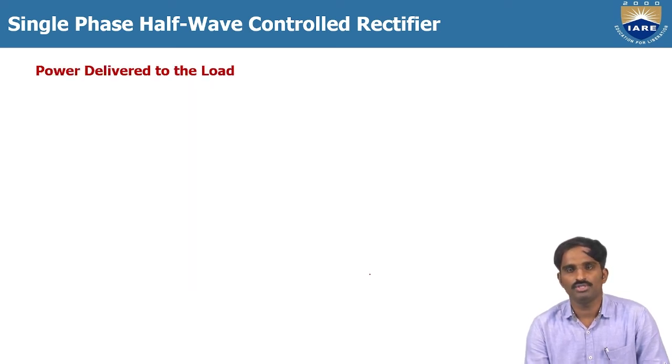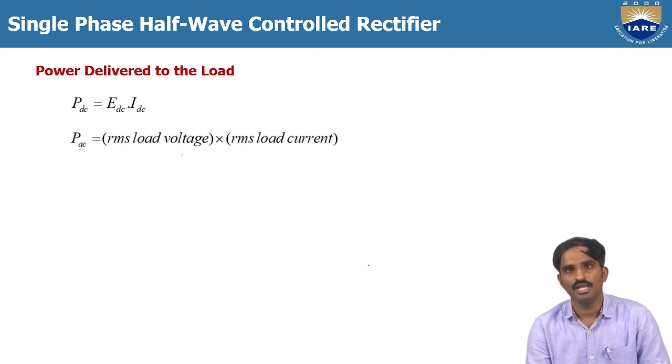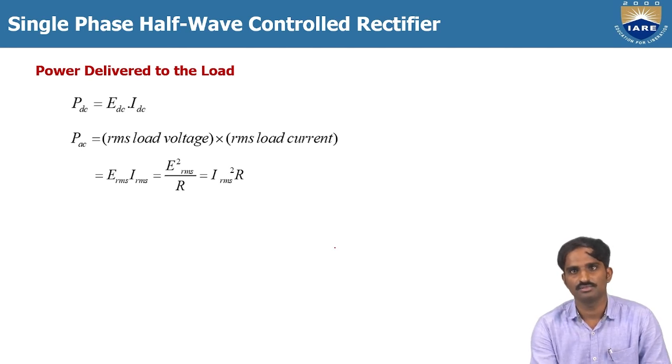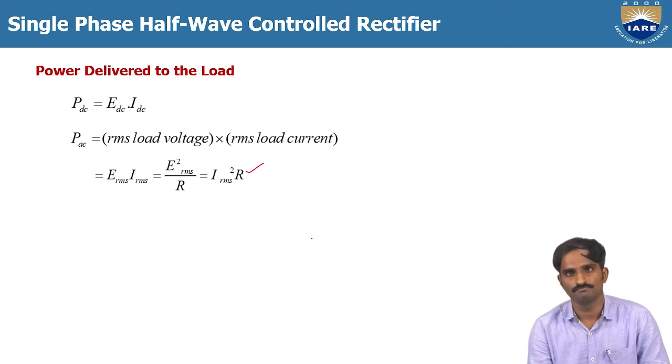Next, the power delivered to the load. There are DC and AC powers. The input is AC power and the output is DC power. Suppose you want to find the PDC, then it is EDC into IDC. We already know EDC and IDC, which we have just derived, so you can substitute them here and you will get the PDC. Similarly PAC is the RMS load voltage into the RMS load current. We have just derived the RMS load voltage and current, so you can substitute ERMS and IRMS, then you will get the PAC, that is IRMS square into R.